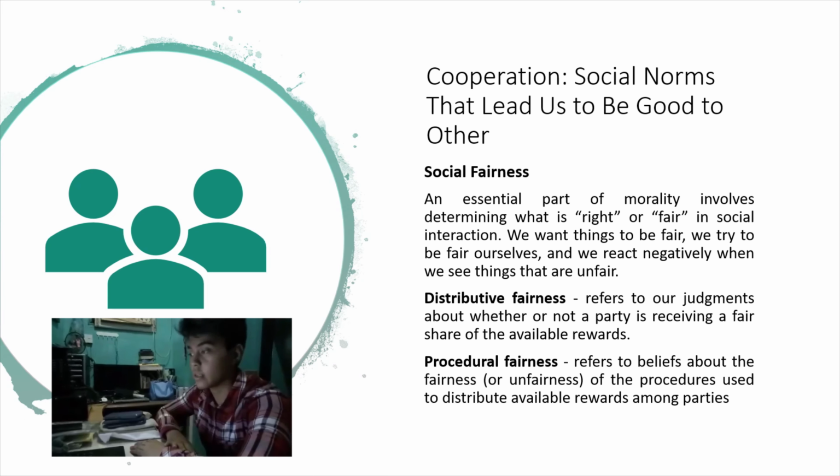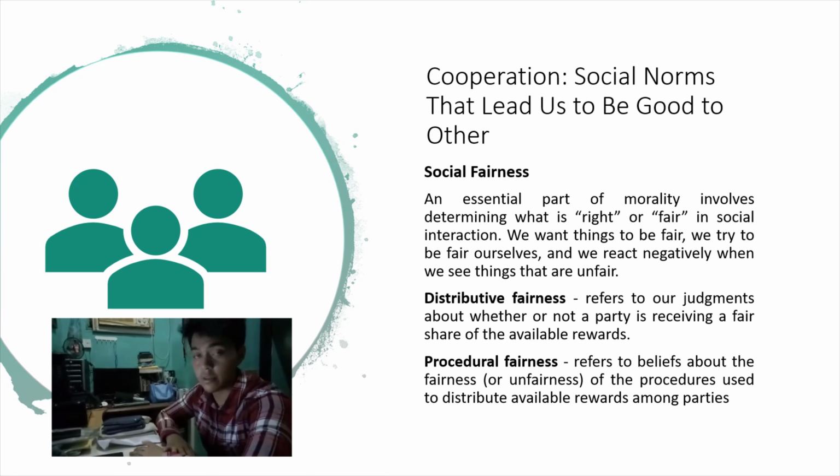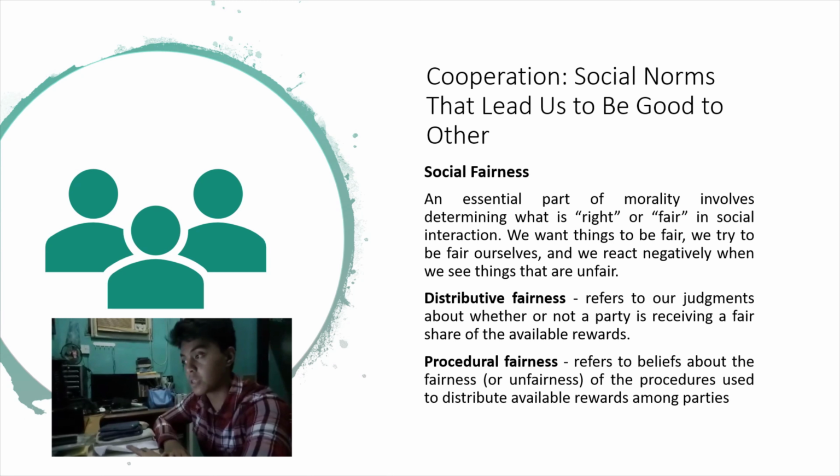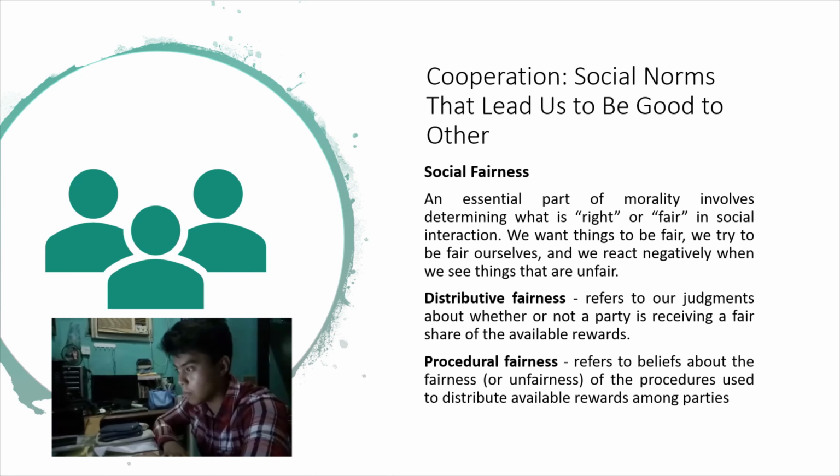The essential part of morality involves determining what is right or fair. This is known as social fairness. We want things to be fair. That's why there is justice. We try to be fair ourselves and react negatively when we see things that are unfair. That's human nature. There are two types of social fairness: distributive fairness and procedural fairness. Distributive fairness refers to our judgments about whether or not a party is receiving a fair share of the available rewards, while procedural fairness refers to beliefs about the fairness of the procedures used to distribute available rewards among parties.